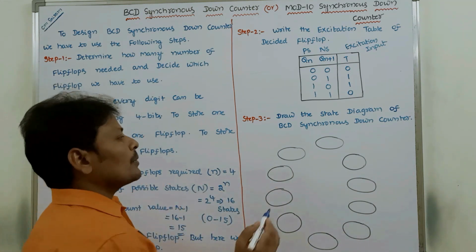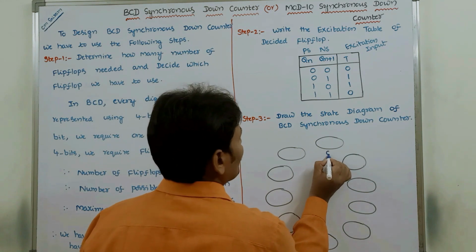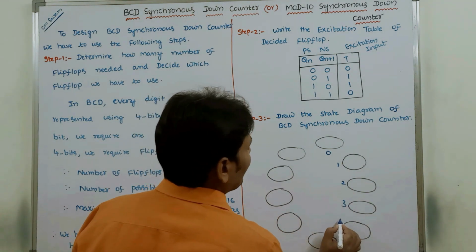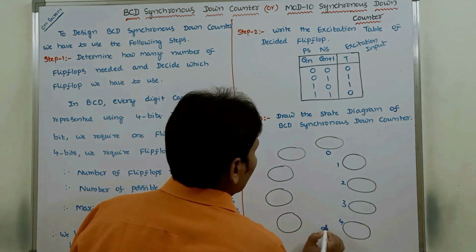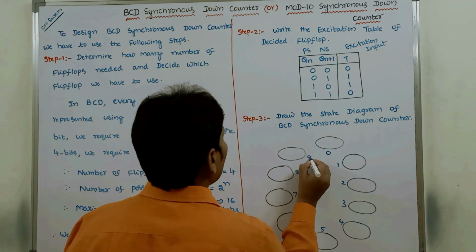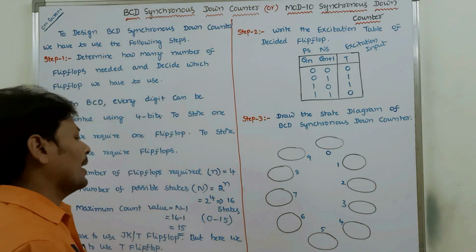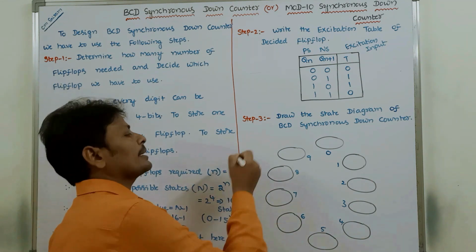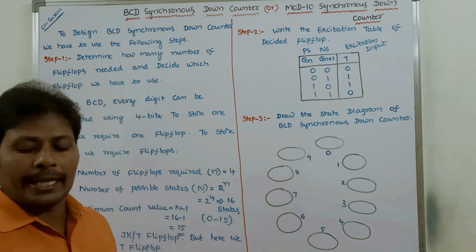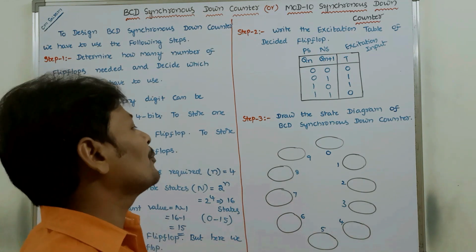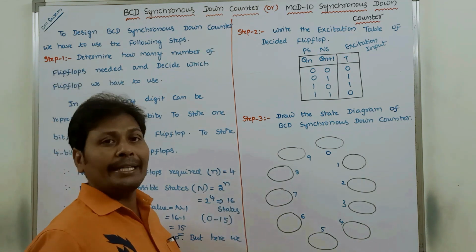Okay, so the valid states are the 0 state, 1 state, 2 state, 3 state, 4 state, 5th state, 6th state, 7th state, 8th state and 9th state. Among the 16 possible states, the first 10 states are valid states. The next 6 states, that is 10 to 15, are invalid states.